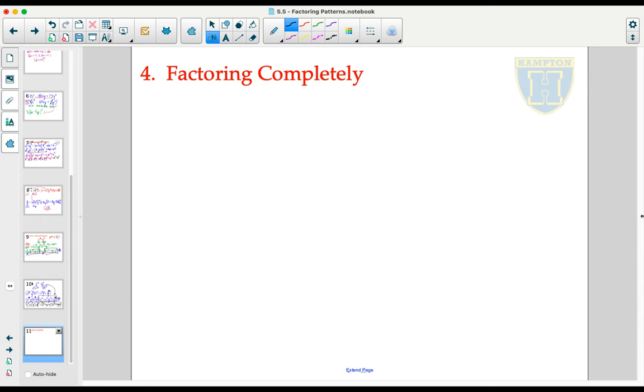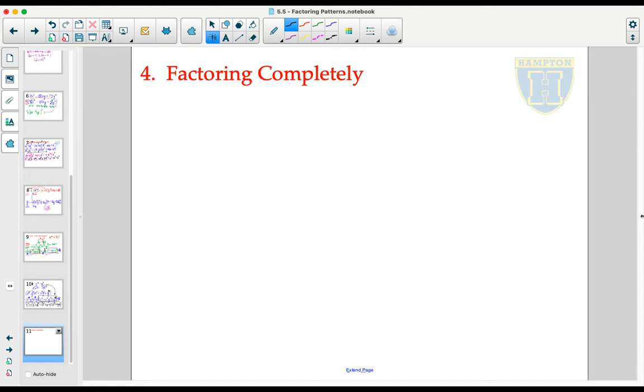Anytime we are factoring a polynomial, we want to ensure that we factor the polynomial completely. That is, every factor is taken down to its simplest form. Sometimes those forms are easy to recognize because they fall into our category of easy patterns: difference of squares, difference of cubes, sum of cubes, perfect square trinomials.